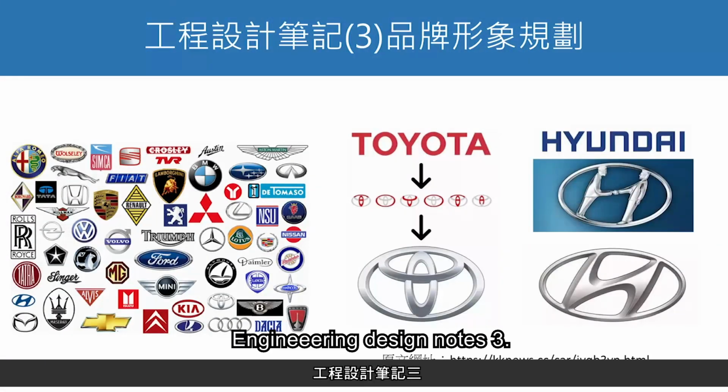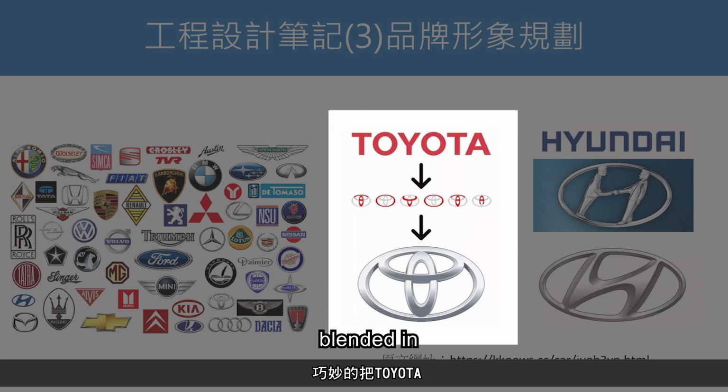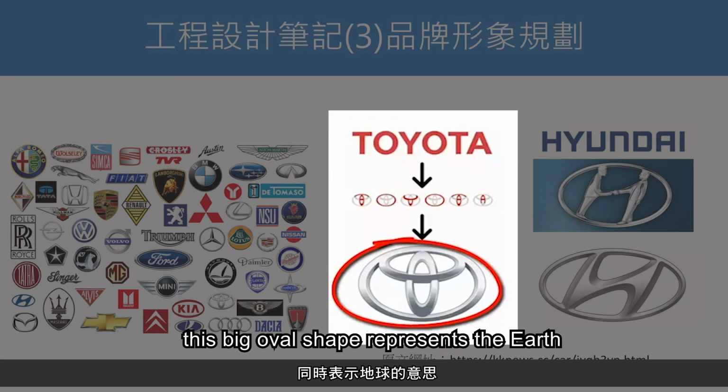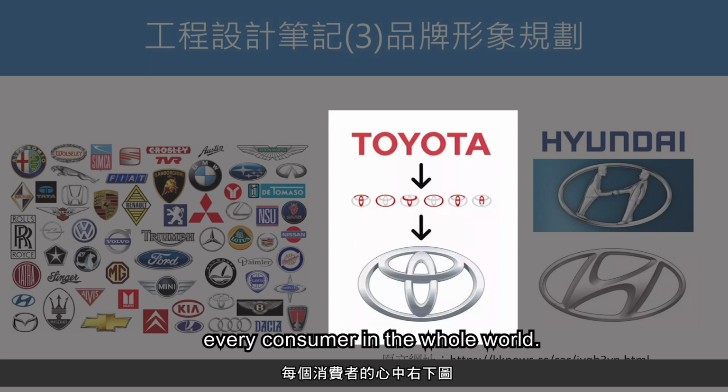Engineering Design Notes 3. Brand Image Planning. Each car brand will manage their products long-term to establish a good brand image in the hearts of the consumers, and also hope that through their logo, such image is deeply branded in the hearts of the consumers. For example, Toyota's logo symbolizes the heart of the users, and the car manufacturer blended in each one of Toyota's letters, T-O-Y-O-T-A, into this oval space. At the same time, this big oval shape represents the Earth, meaning Toyota heading worldwide into the hearts of every consumer in the whole world.